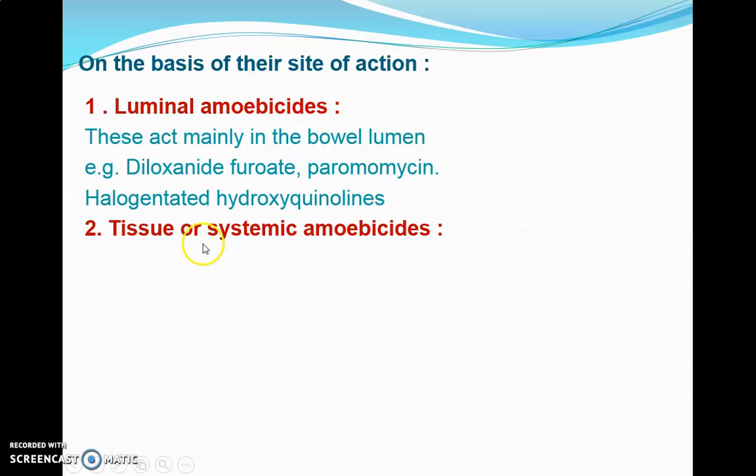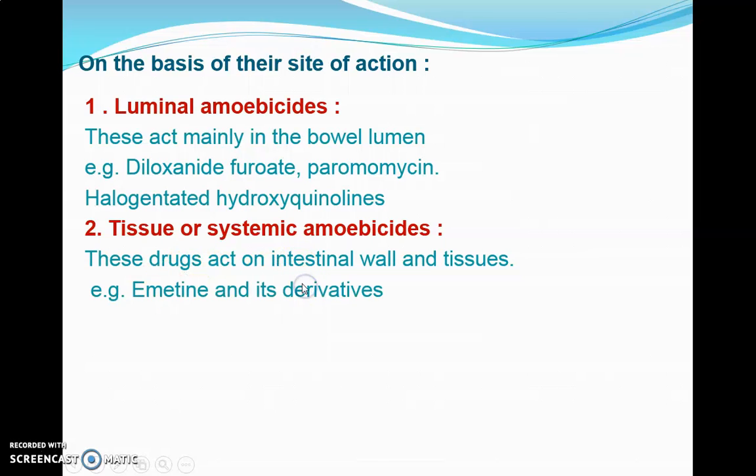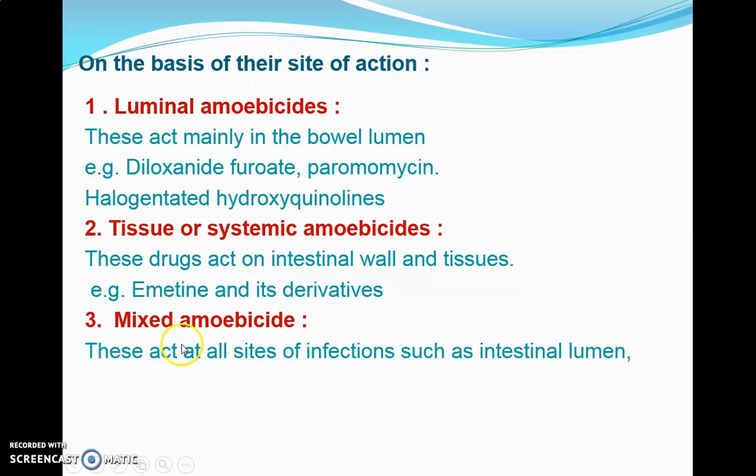Next, tissue or systemic amoebicides. Particularly, the first one will act locally, and the second one will act as a tissue or systemic amoebicidal agent, acting systemically. These are the drugs which act on the wall of the intestine and the tissues. This includes emetine and its derivatives. Then mixed amoebicides, which act in both ways. These act on all sites of infection, such as the intestinal lumen, the intestinal wall and the other tissues.